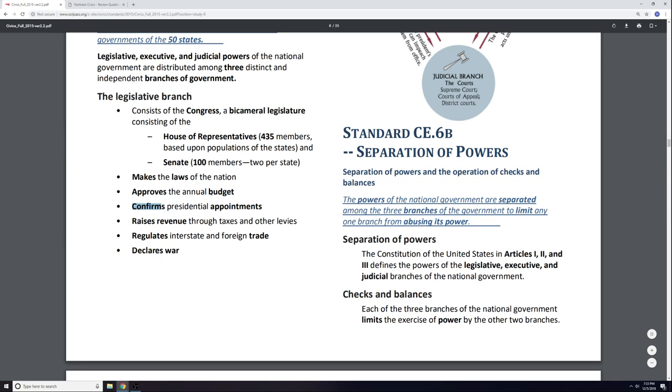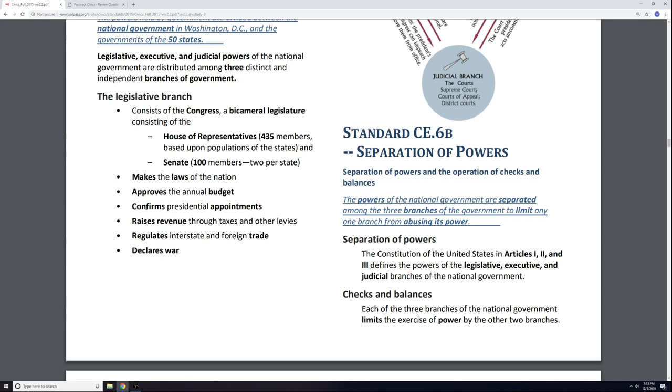There's another one where I think it says ratifies over here on the checks and balances. They're always like the double checker. They are the approver. Like they're all synonyms, okay? So they approve the annual budget. Annual meaning yearly, 1 year. So we do it every year. We have to do a budget.